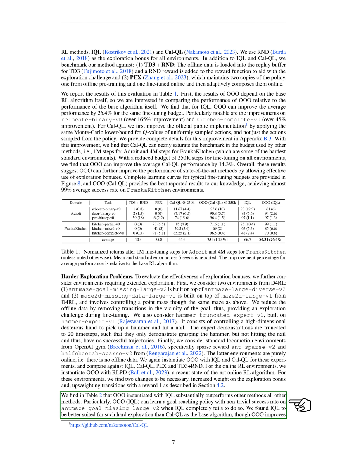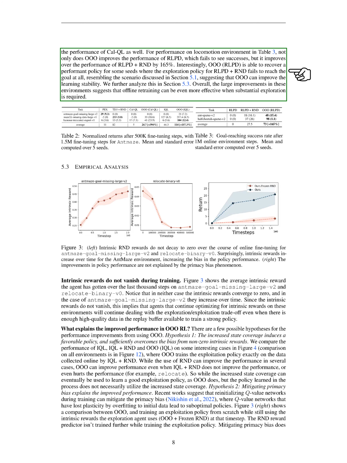For these environments, we found that OO instantiated with IQL significantly outperforms other methods. Particularly, OO, IQL, can learn a goal-reaching policy with a non-trivial success rate on Ant Maze Goal Missing Large V2 when IQL completely fails to do so. For performance on locomotion environments, OO not only improves the performance of RLPD, which fails to see successes, but it improves over the performance of RLPD plus RND by 165%.